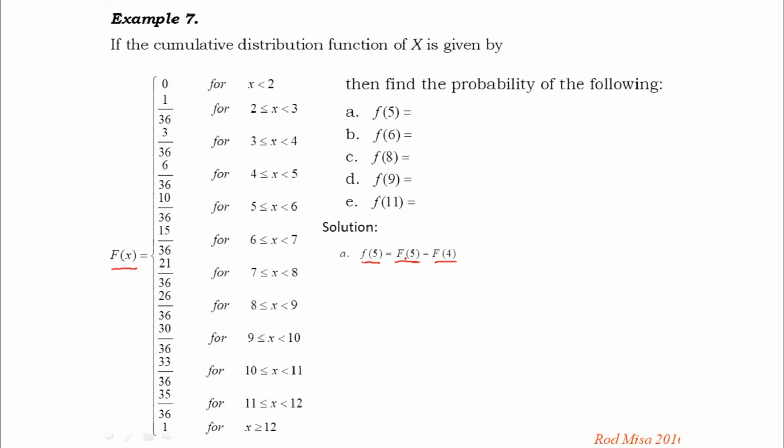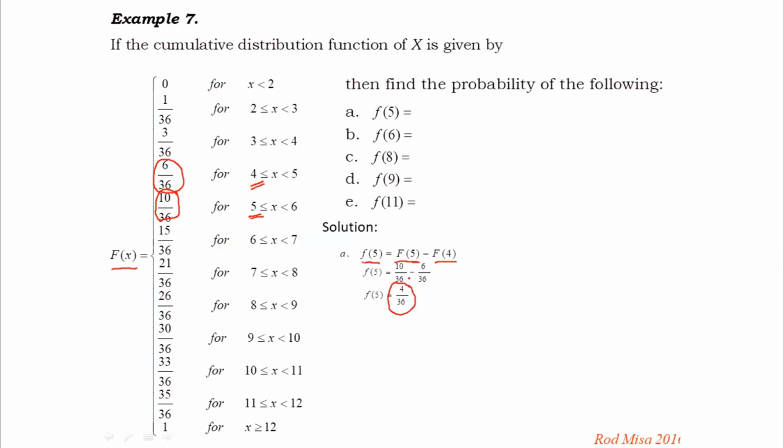So solving for the big F of 5 from the cumulative distribution function, we have 10 over 36, which is found here since our random variable is 5. And this is subtracted by the big F of 4. And the big F of 4 is here, where the probability is 6 over 36. Now, subtracting these two fractions, we have the difference of 4 over 36. Therefore, the probability for the random variable whose value is 5 is equal to 4 over 36 here.